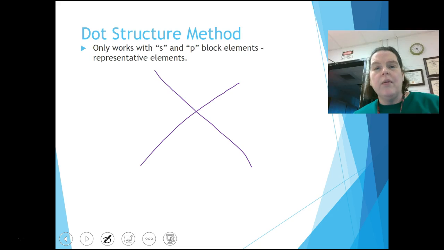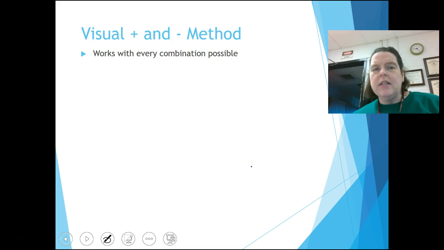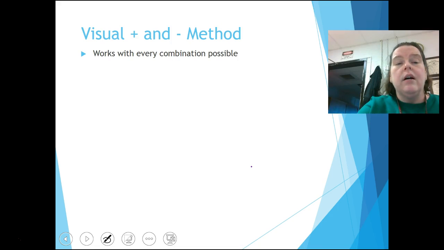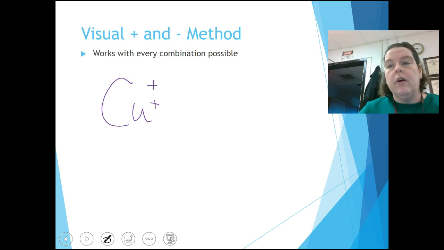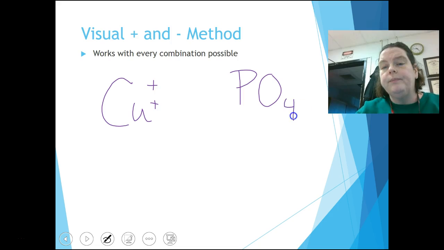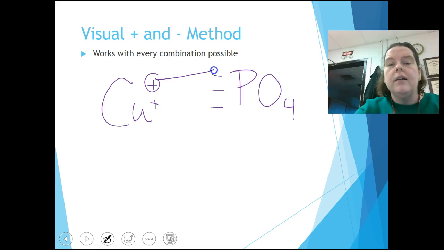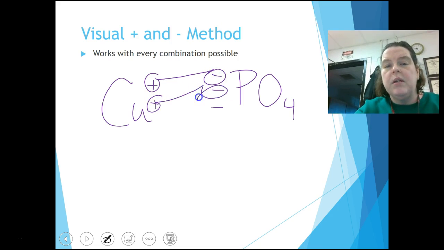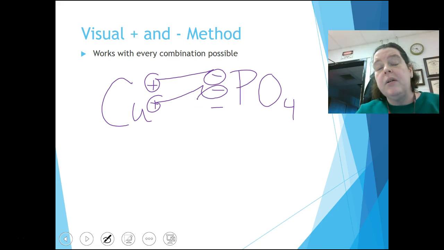Now the next method is the one that I'd probably look for, and that's the visual plus and minus. It works with every single combination. So let's talk about Cu2+, okay? And let's pull a polyatomic ion together. We're gonna have PO4 3-. So we know for every electron loss we need a gain, but we have more electrons that need to be gained.